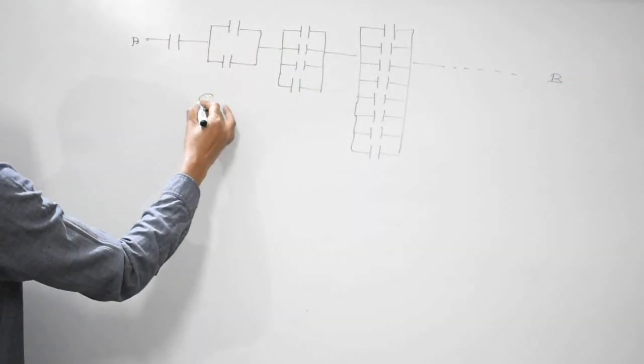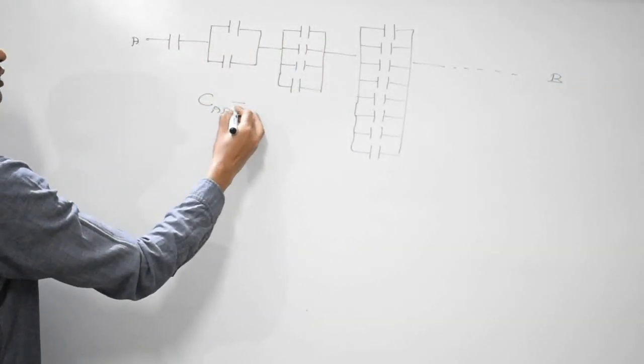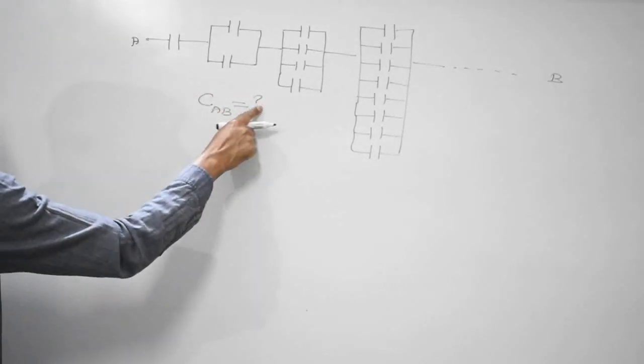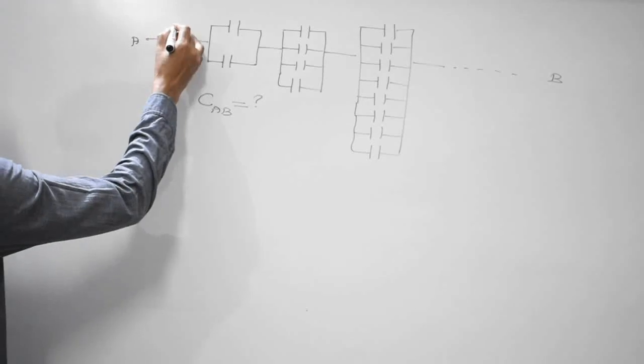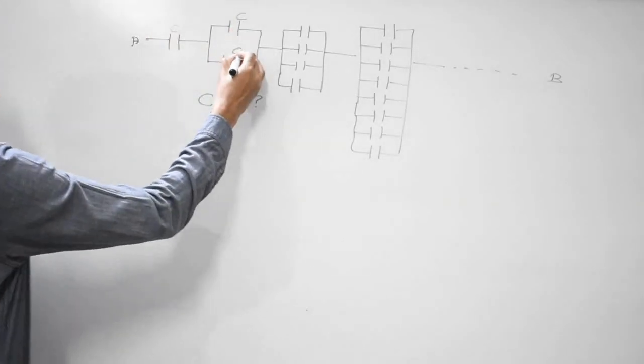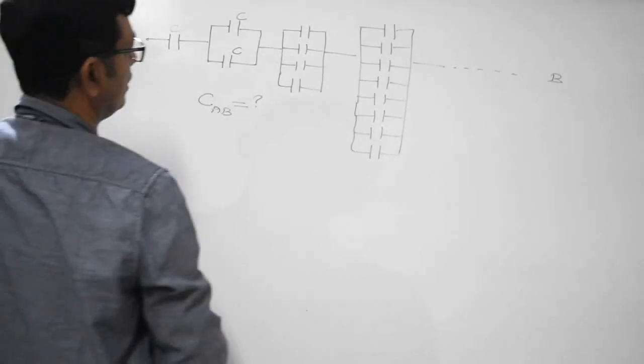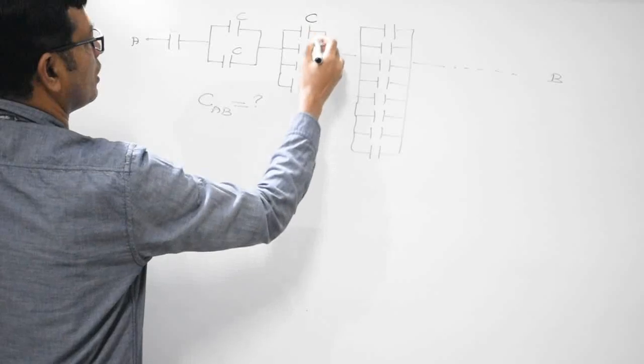What we are supposed to find out is the net capacitance between the points A and B. Each capacitor is having the same capacitance of C. That is, I'll write like this.